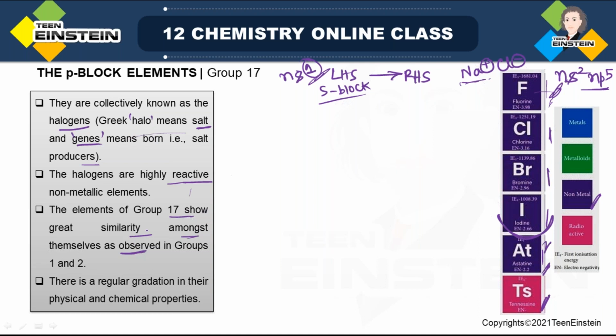And this type of similarity is also observed in the case of s block elements, that is group 1 and group 2. There is regular gradation in their physical and chemical properties. For example, if you are considering acidic property, there will be a gradual decrease or increase. That is, it is not inconsistent, it is not that suddenly there is a break and it is not gradual. It is not like this. There is a smooth decrease or smooth increase. So that is why it is mentioned there is great similarity among themselves in some properties.